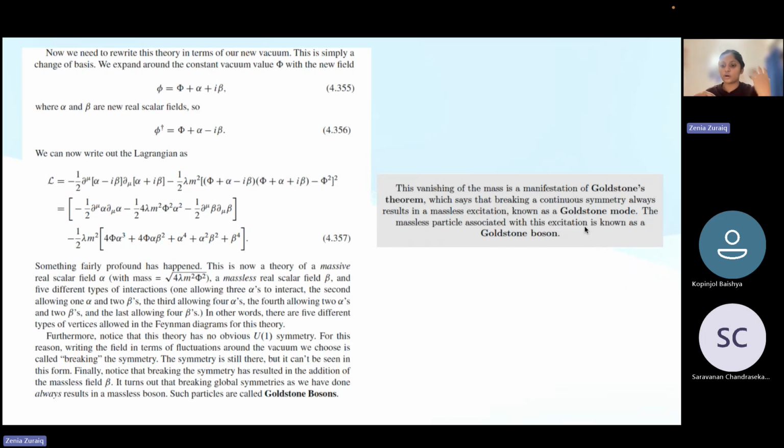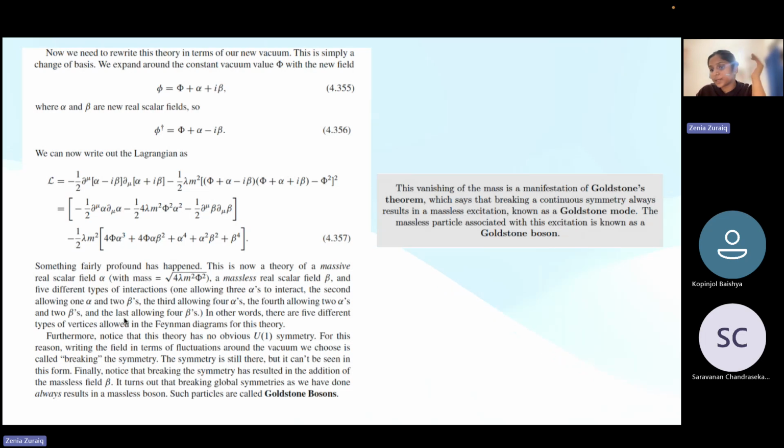We have now broken it down to a massive real field and a massless real field. So this theory has no obvious U(1) symmetry. For this reason, writing this field in terms of fluctuations around the vacuum we choose is called breaking the symmetry. The symmetry is still there, but it can't be seen in this form.